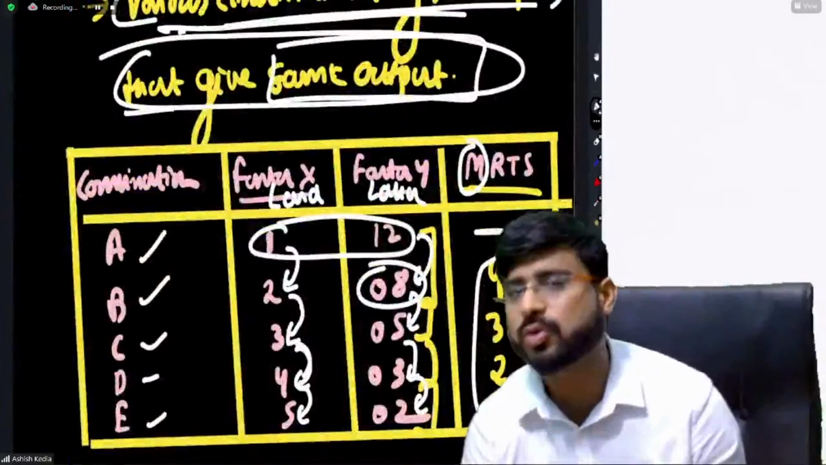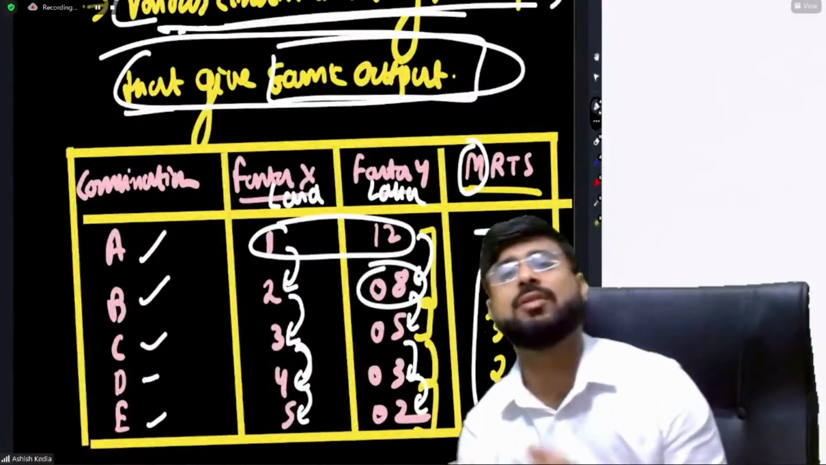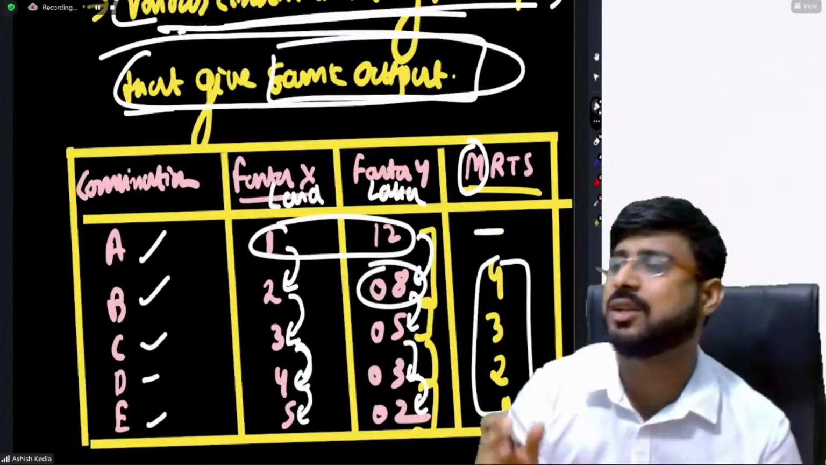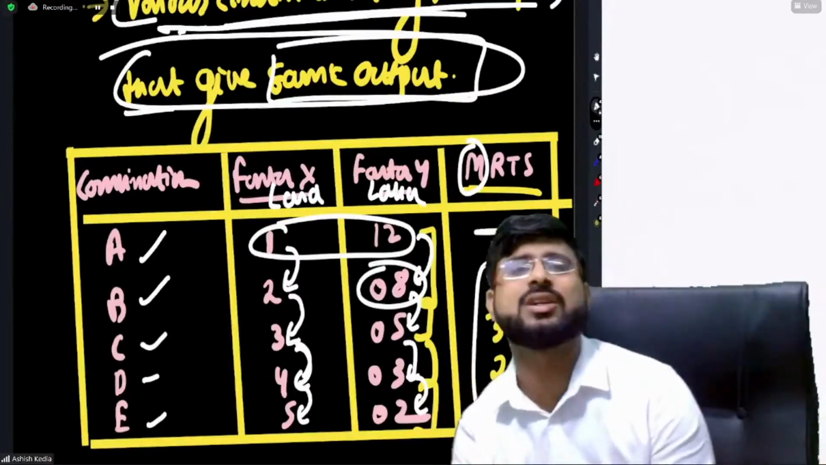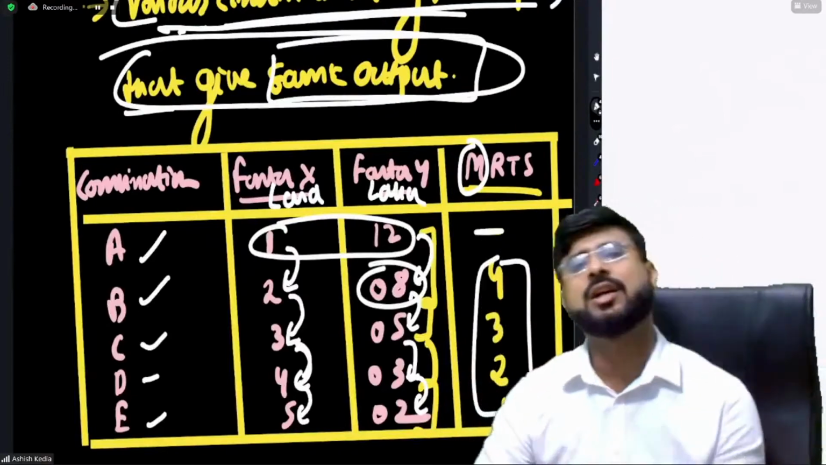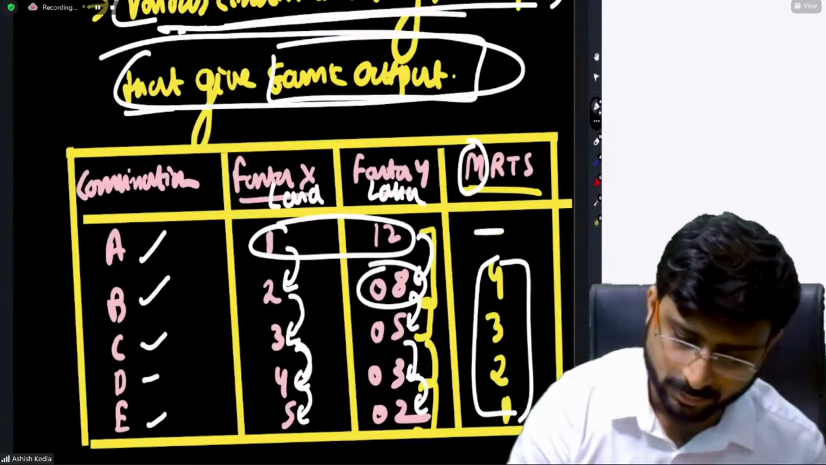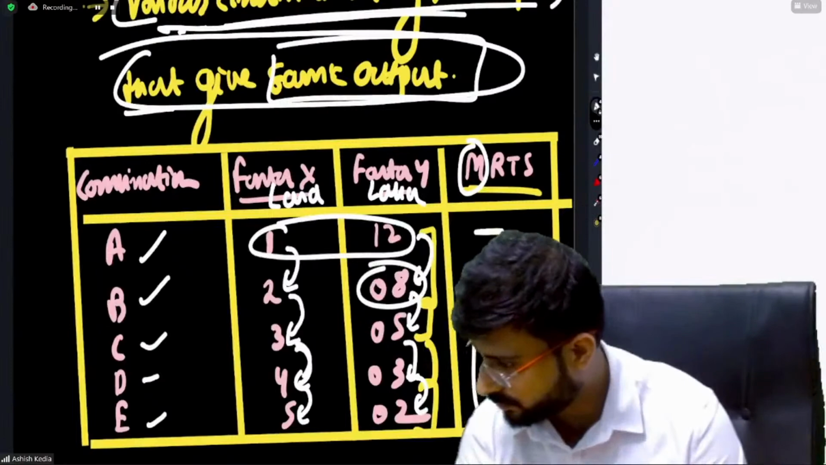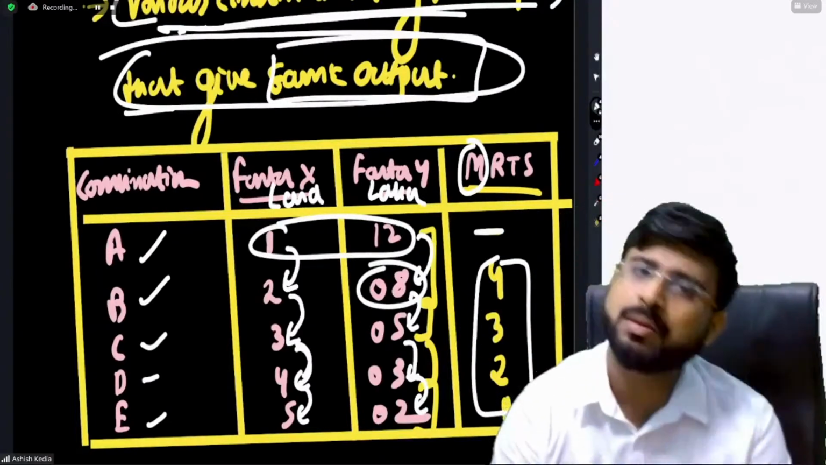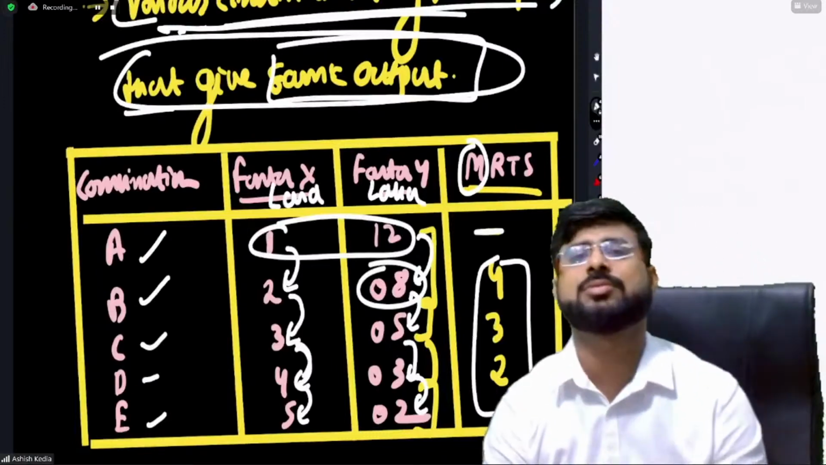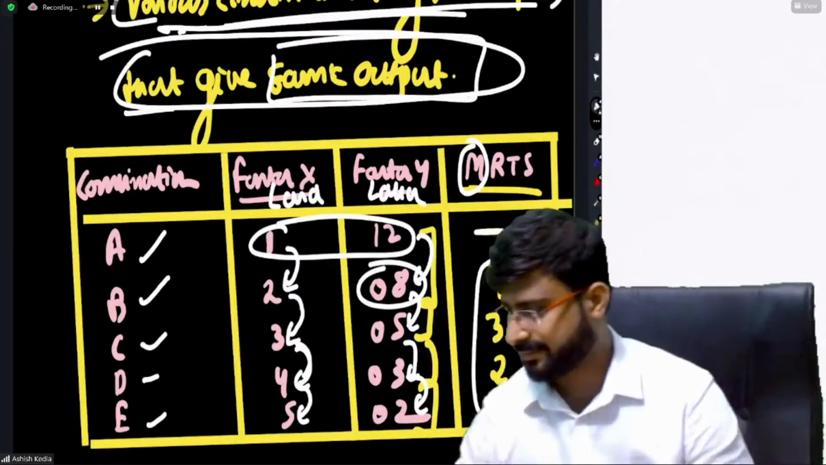Isoquant is concerned not with cost, but rather with two input combinations resulting in the same output level. Friends, did you understand it now? Two input combinations resulting in the same output level. Did you understand this much? Yes or no, please?